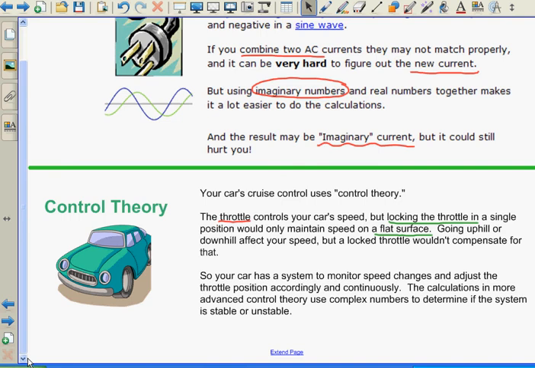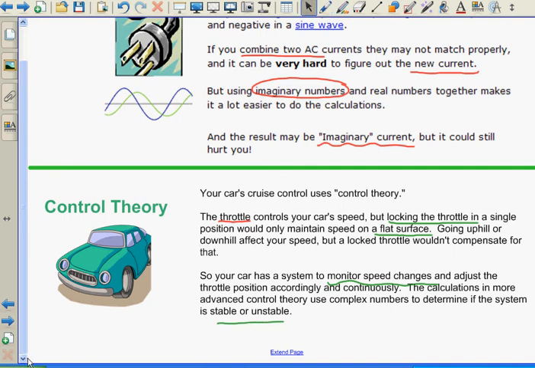So your car is a system that monitors speed changes and adjusts the throttle position when it's going uphill or when it's going downhill. And that's control theory, like when things are oscillating around a speed. Or not necessarily a speed, kind of like keeping a temperature in a room. But when things oscillate around a number. Control theory, if we do more complex systems than cruise control, you use complex numbers and imaginary numbers to tell if the system is stable or unstable. So if that oscillating is stable or unstable.